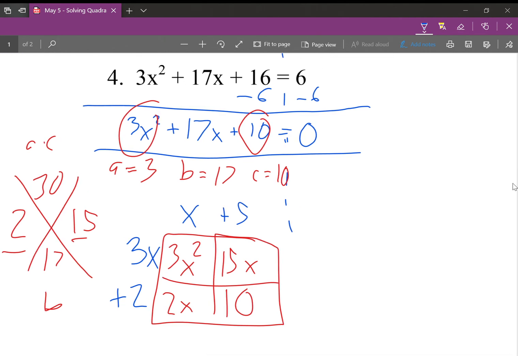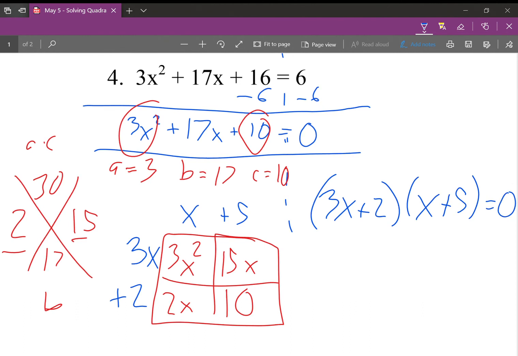I'm going to write it over here this time. I think I'll have more room here. 3x plus 2 times x plus 5 is equal to 0. And again, now that it's equal to 0, we're allowed to finish it the way we've been doing it using the zero product property. So what do I have? I have one equation, 3x plus 2 equals 0. I have a second equation, x plus 5 equals 0.